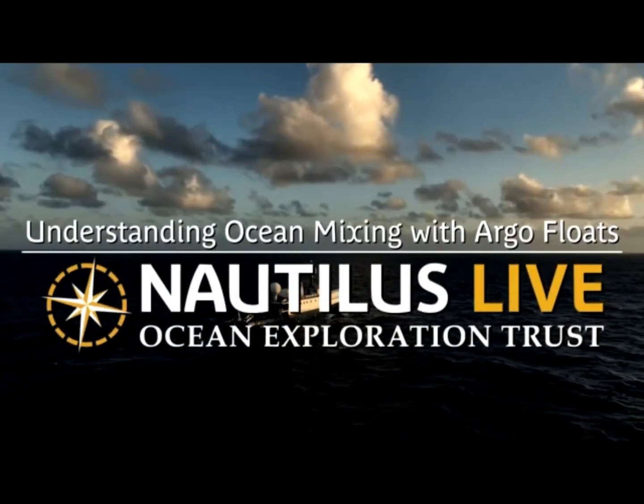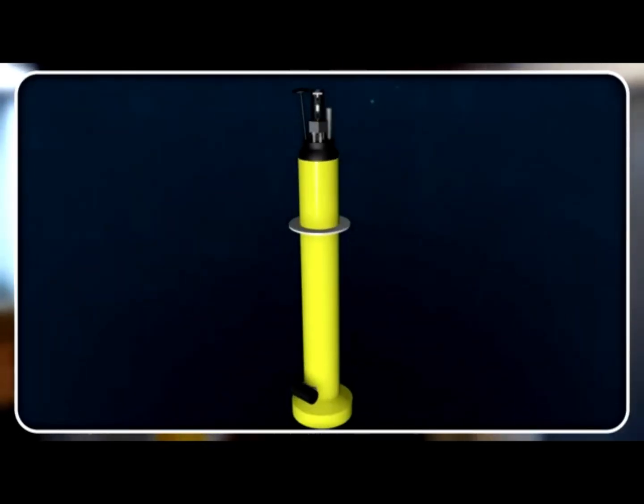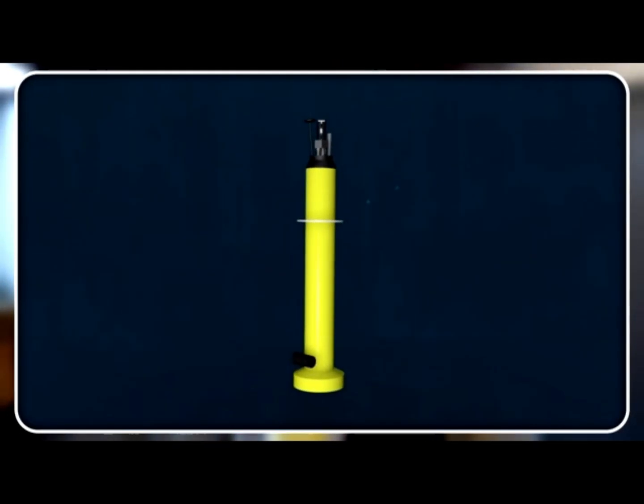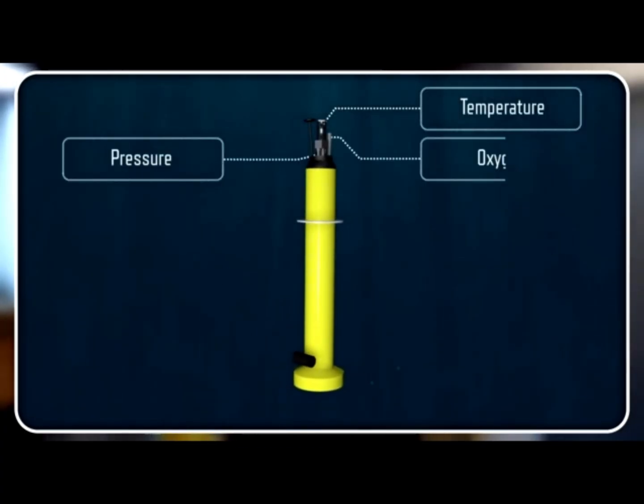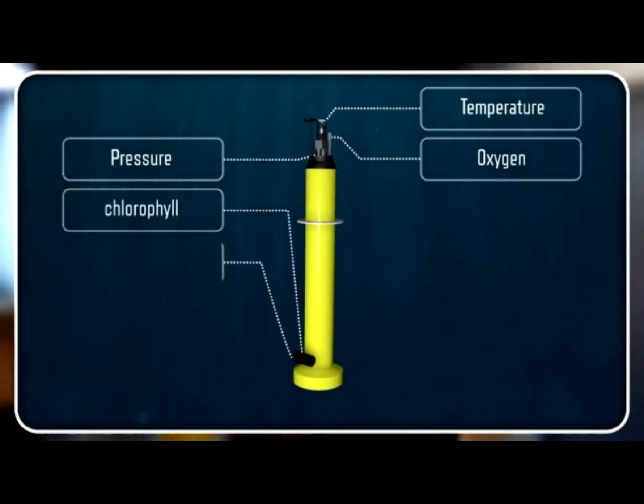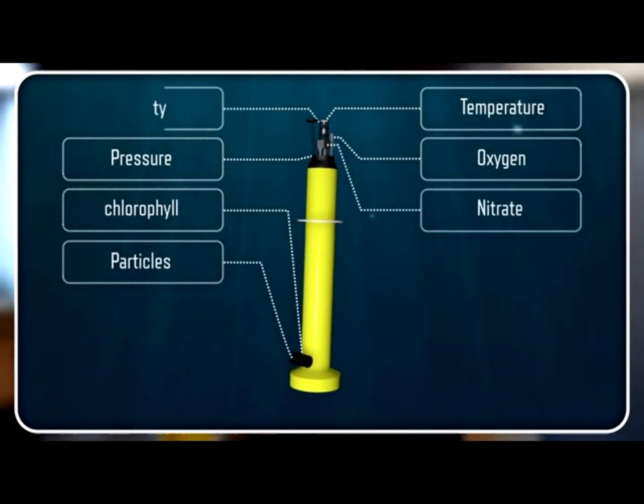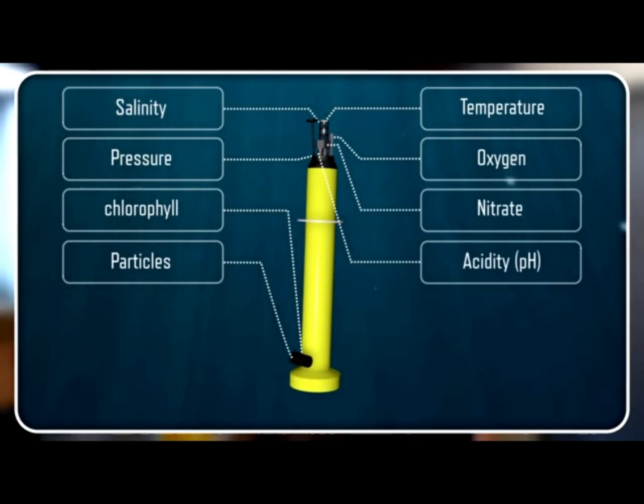Some floats are unique because they have even more sensors. We've got a pH sensor and a dissolved oxygen sensor, as well as a nitrate sensor. And then down here at the bottom, there is also a chlorophyll and backscattering sensor that pulses different bandwidths of light to collect that data.